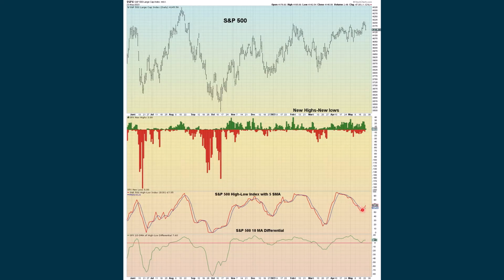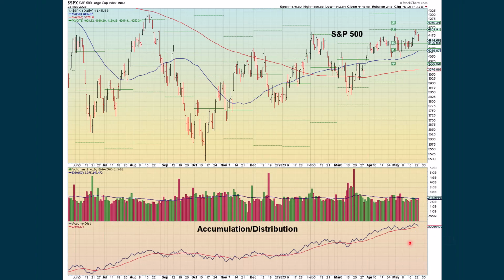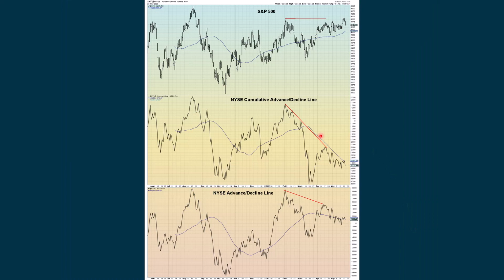The new highs, new lows still continue to go up with the 5 period. They're pretty much flat with the 10 period. We didn't see a real significant number of new highs because of the down day. We're a little bit below zero now on our advanced decline ratio. Accumulation distribution did decline, but it's still above the moving average. We're still working off of a negative divergence with the cumulative advanced decline line as well as the regular advanced decline line.